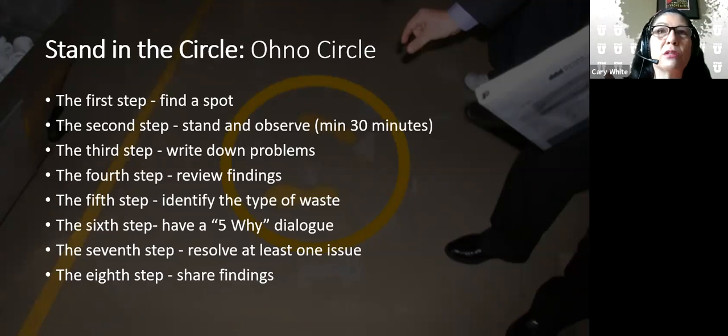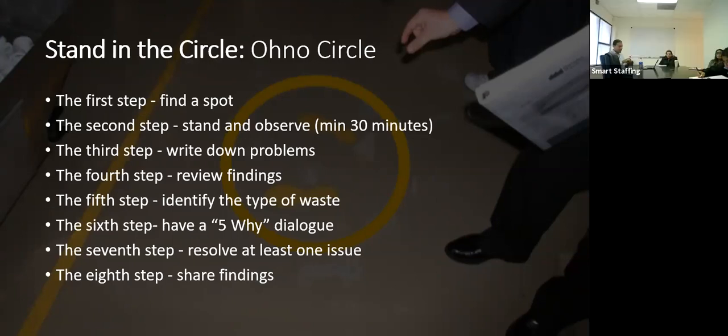He went and talked to the machine operator and said, hey, what's going on? And the guy's response was, I've been at this machine 3 years. It's always been like this. 3 years of that.